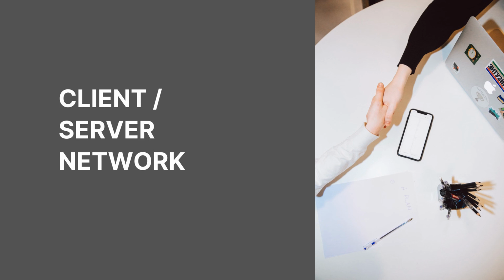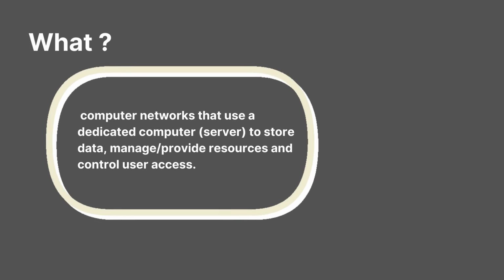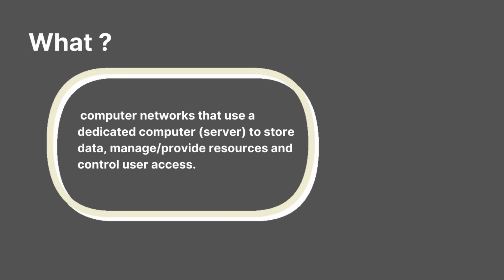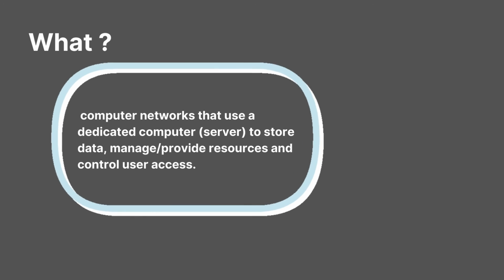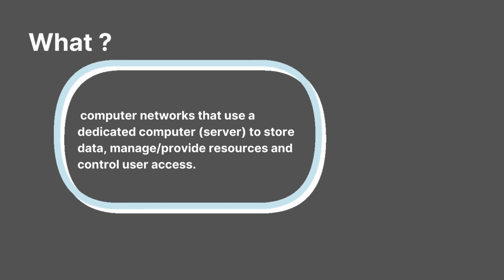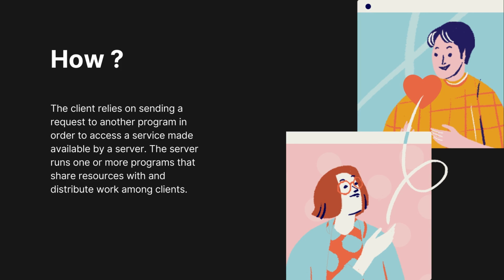So let's proceed to the client or server network. What is client or server network? It is a computer network that uses a dedicated computer to store data, manage or provide resources, and control user access. How does it work? The client relies on sending a request to another program in order to access a service made available by a server. The server runs one or more programs that share a resource with and distribute work among clients.